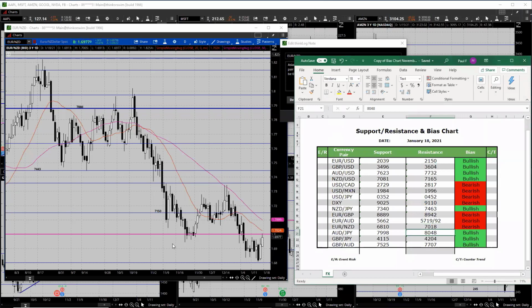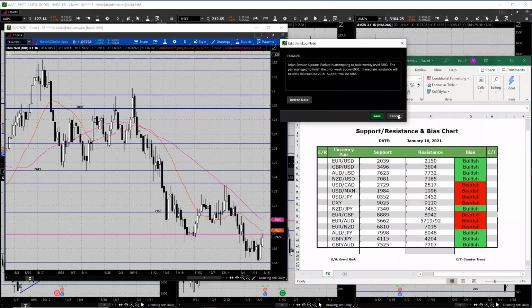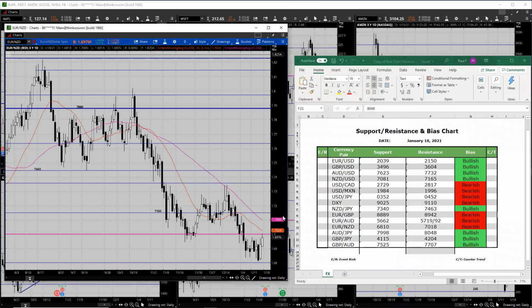You can see here, it looks like it got to 70.05, so pretty close. And support's going to be, do you see that bar right there? That open, that's going to be support, 68.90.